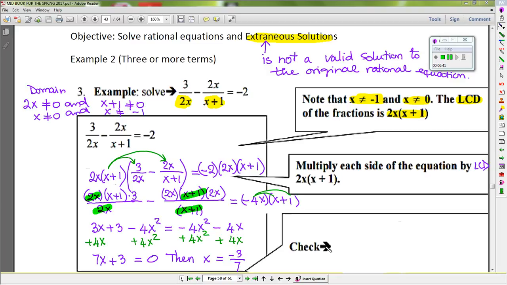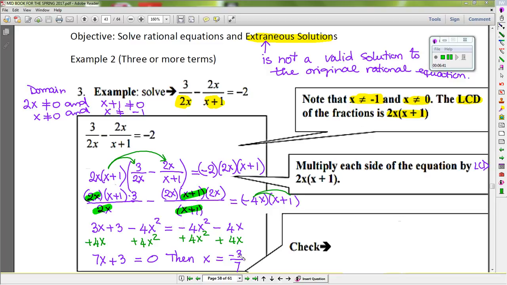If we check this answer and it's not valid with the original equation, then we can say that this answer is an extraneous solution. First of all, I'm going to check with the domain. Our domain says that x cannot equal negative 1 and x cannot equal 0. So we can compare right here. Yes, so far our solution, negative 3 over 7, satisfies the condition of our domain.